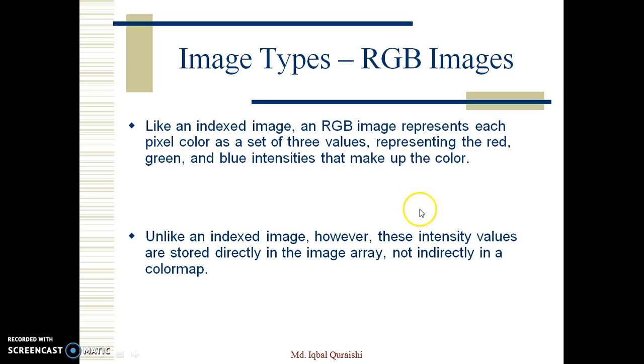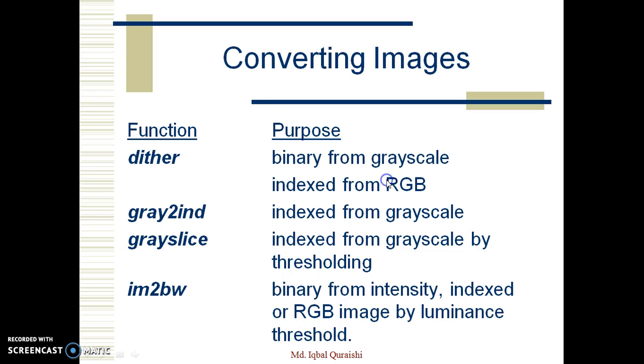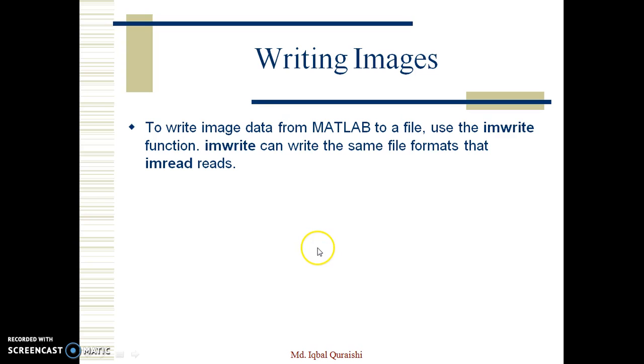Now the RGB image. In the grayscale image we have one level, and in RGB we have three different levels: red, green and blue intensities. If this is a color image, every pixel is represented by three different values: one value in red, one in green, one in blue. So this is an RGB image. Now if I want to write an image, we can apply the concept of imwrite as already discussed.